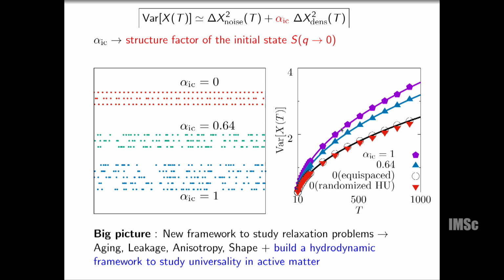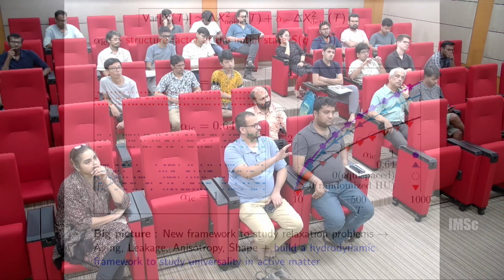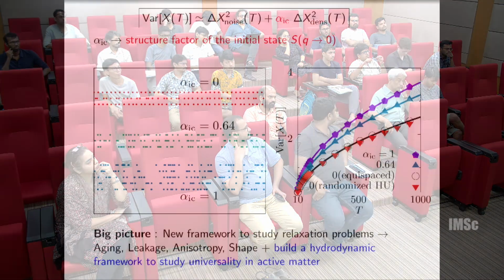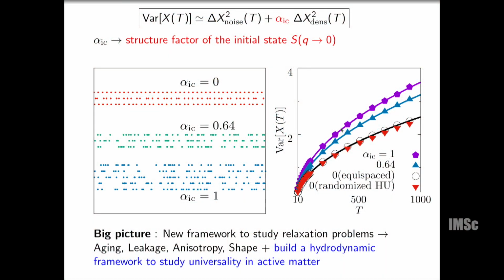I think this is a finite system size effect. I use something like 5,000 particles here. If I have more particles, then you see the exact matching between them, as the system size goes to infinity. Alpha IC also depends on system size, and not only on the initial conditions. Alpha IC is defined in the infinite system size limit, from the structure factor for t going to 0.